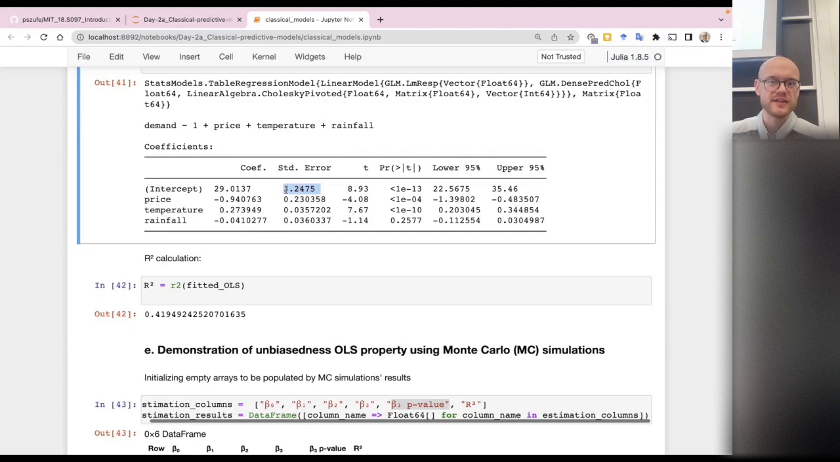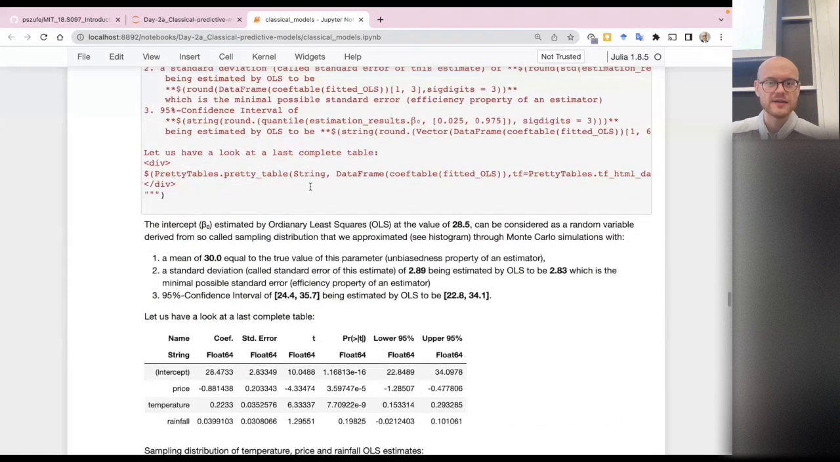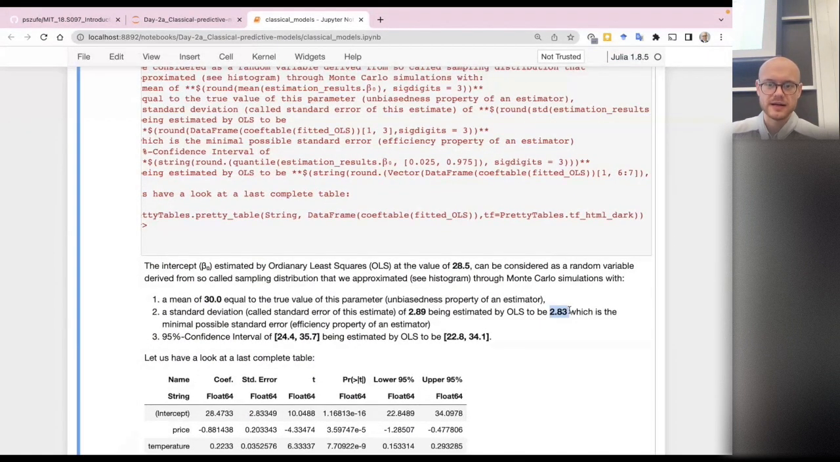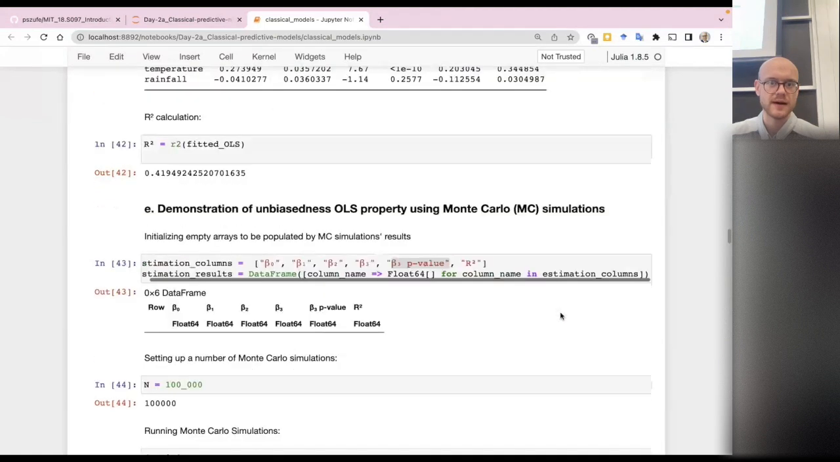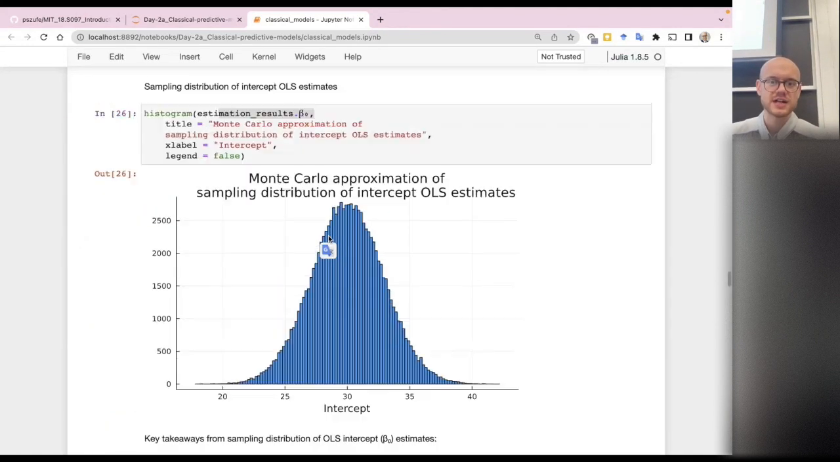So 3.24 is the estimate, and using Monte Carlo we have a better estimate of that, which is this value. You see it's also quite close. So you should think of those standard errors as the standard deviation of such a sampling distribution.